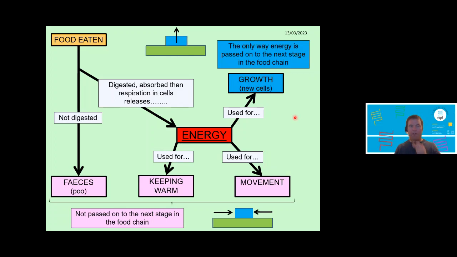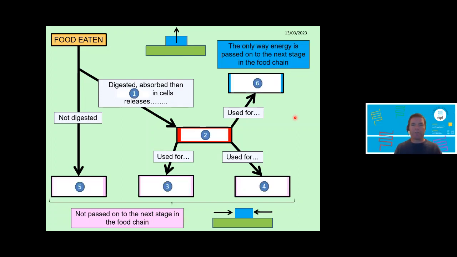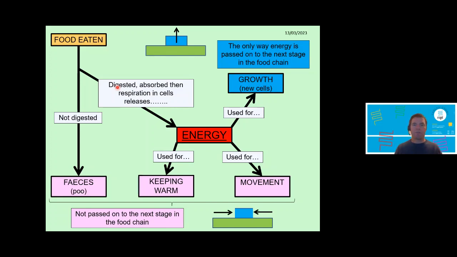Now, if we keep that on there, I'm just going to see if you can recall some of those. This is a topic that pupils often find very tricky, so it's worth spending a bit of time on it. So just have a look what's missing off there. Again, you can pause this, but I'll work through it now. So we got number one there, food which is digested, absorbed, then respiration, key term here, in cells releases energy, and then that energy can be used for keeping warm, it can be used for movement, and indeed energy is never even obtained if it passes straight through and is lost as feces. It's the growth that is actually passed on to the next stage in the food chain.